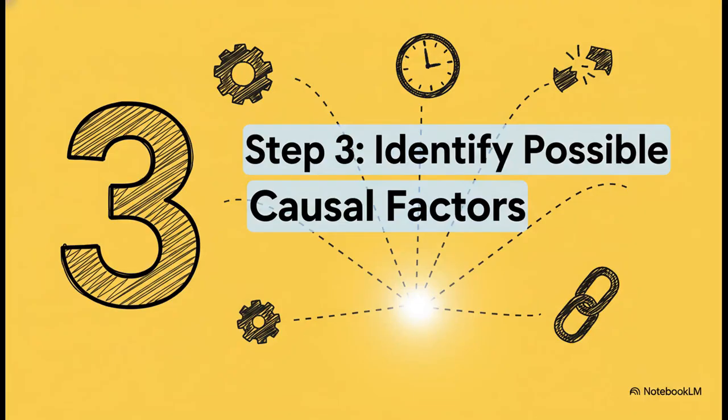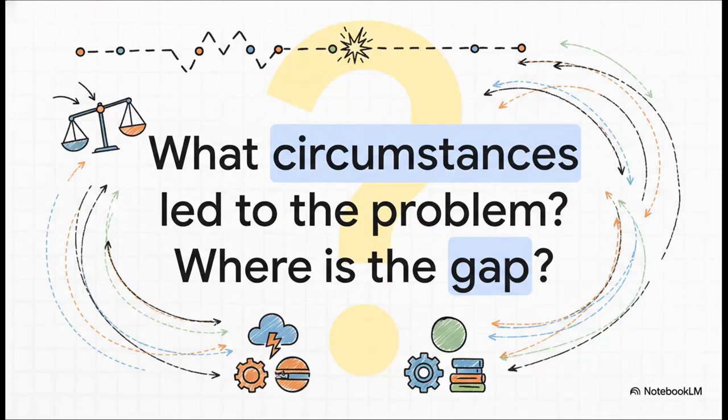All right, let's move on to step 3, identify possible causal factors. Now that you have your facts, you can start connecting the dots. What sequence of events seems to lead to this problem? Where's the gap between what should be happening and what is happening? Right now, your job is just to list every single thing that could possibly be playing a part.